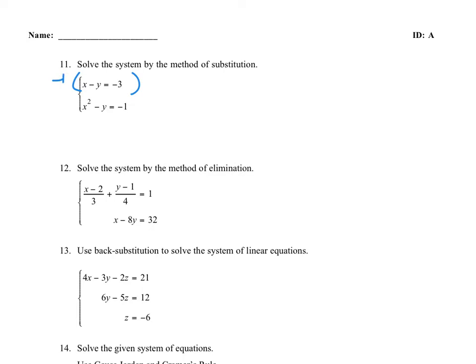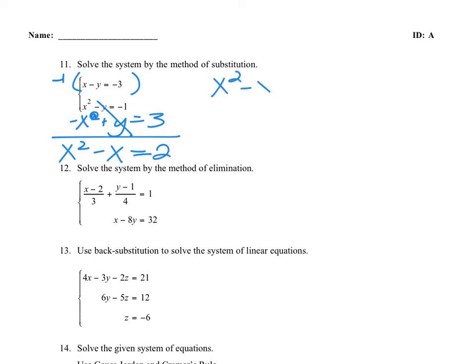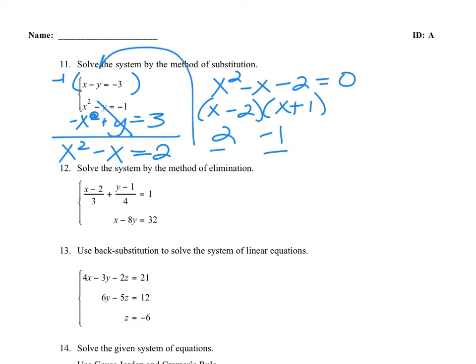I would multiply this by negative 1, so I'd get negative x plus y equals 3. And then combine these. x squared minus, this is not an x squared, this is just an x. These are gone, equals 2. So x squared minus x minus 2 equals 0. And then we just reviewed solve by factoring, right? So 2 and negative 1. And then you've got to take each one of these and plug them back in.